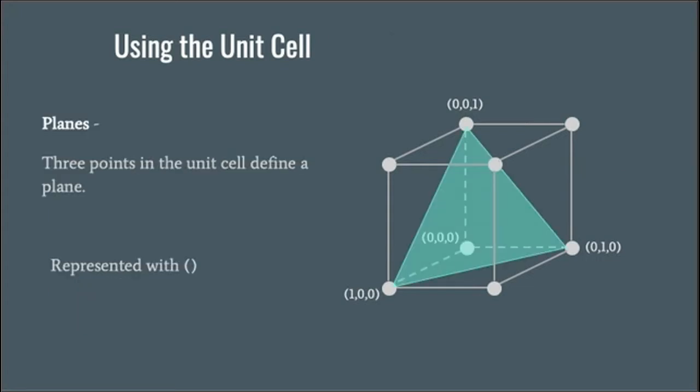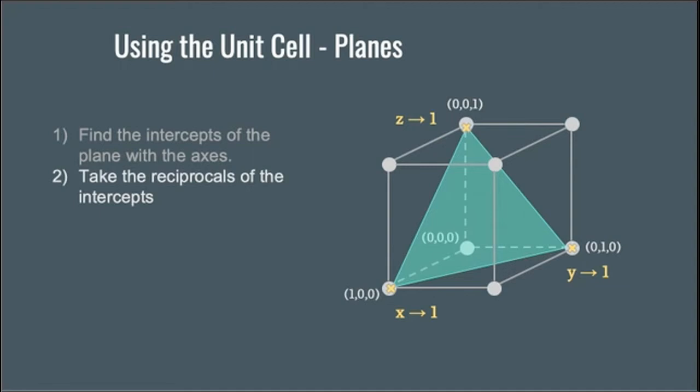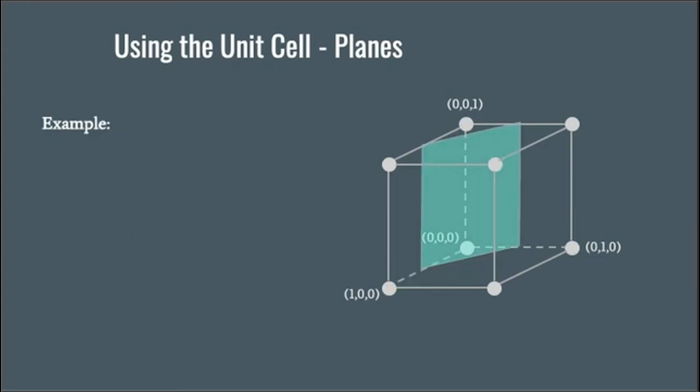A plane is defined by 3 points in the unit cell. Parentheses are used to identify a plane. Let's look at an example. Again, we start with finding where the plane intercepts the axes. Next, we take the reciprocal of each intercept. If the value is negative, we add a bar over it and finally simplify to the lowest divisible number.